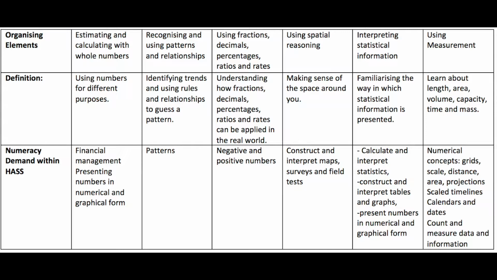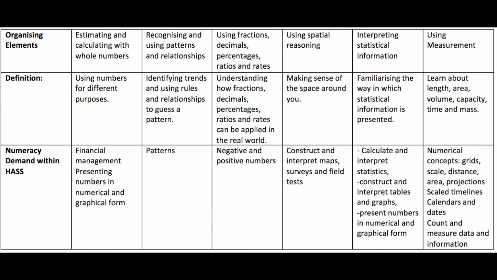Now, I have in this table defined each of those elements, and underneath I have put into the columns the numeracy demands within HASS. So in the first column we have estimating and calculating with whole numbers. Now this is using numbers for different purposes. So in this column I decided to put financial management, presenting numbers in numerical and graphical forms.